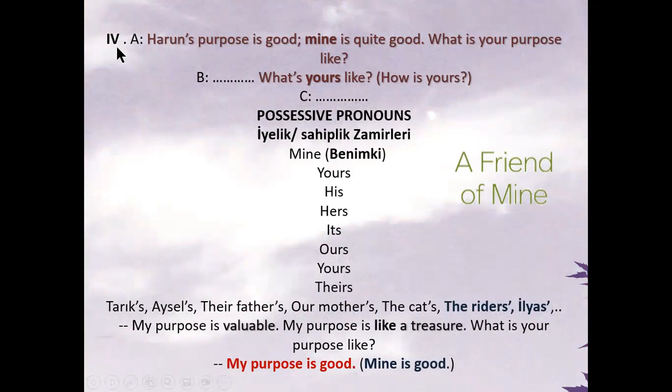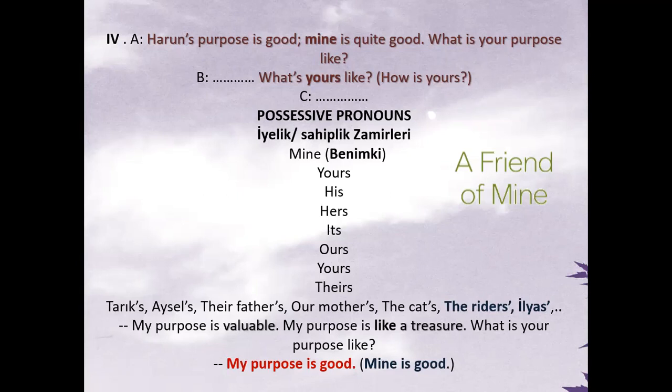Okay, Roman number 4, the 4th column. Harun's purpose is good. Now, this part is possessive pronouns, possessive. Harun's purpose is good. Mine is quite good. Okay? Mine here means my purpose. Mine is quite good. What is your purpose like? Mine is scientific. Mine is emotional. My purpose is scientific.